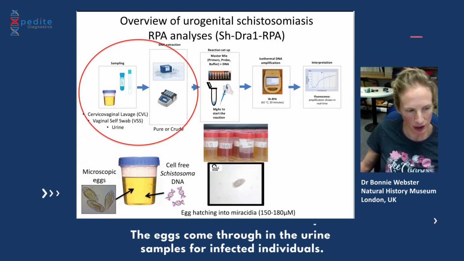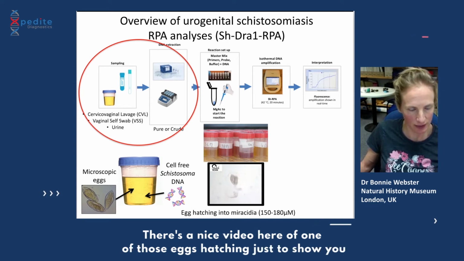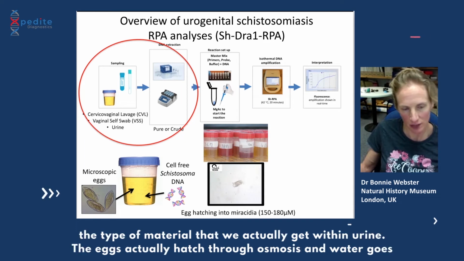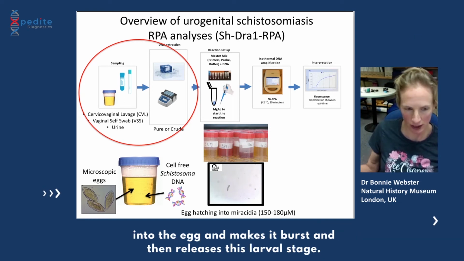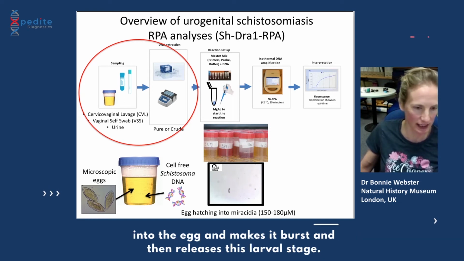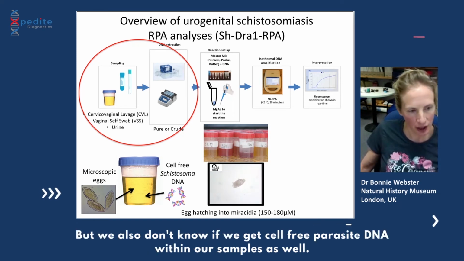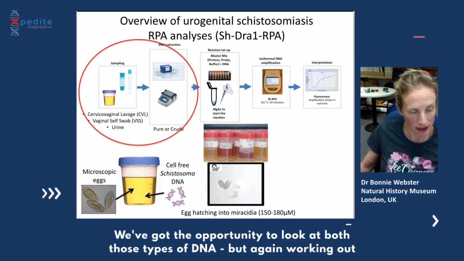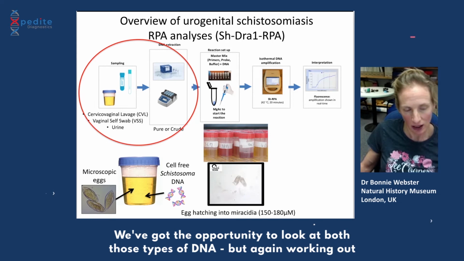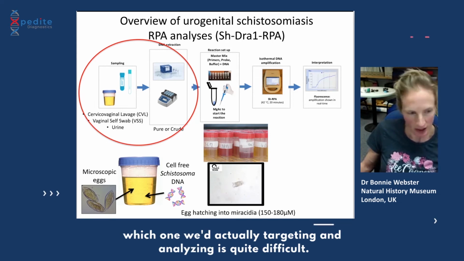The eggs come through in the urine samples for infected individuals. There's a nice video here of one of those eggs hatching, just to show you the type of material that we actually get with our urine. So the eggs actually hatch through osmosis, and water goes into the egg and makes it burst, and then releases this larval stage. But we also don't know if we get cell-free parasite DNA within our samples as well. So we've got the opportunity to look at both those types of DNA, but again, working out which one we're actually targeting and analysing is quite difficult.